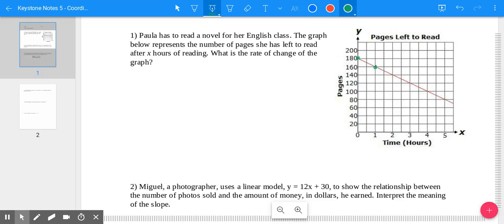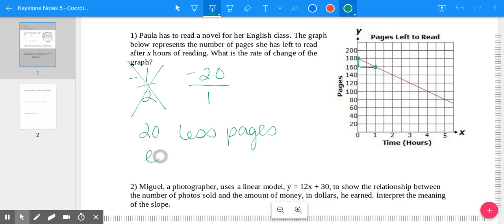The reason that they chose this graph to show you this is because traditionally this means we'd be going down 1 over 2. So you would think that the slope would be negative 1 over 2. But that's wrong, because in going down 1, we're actually going down 20 because the graph is going up by 20s on the y-axis. And by going over 2, if you look on the x-axis, we're actually only traveling 1 hour. So the slope here is negative 20 over 1, which means that she has 20 less pages to read each hour she's reading.